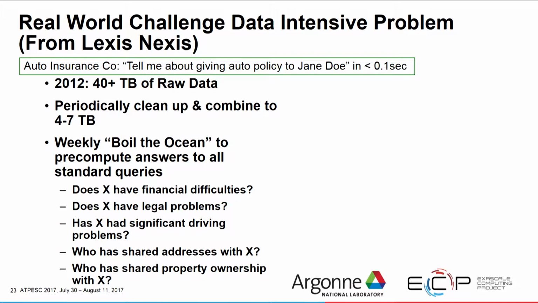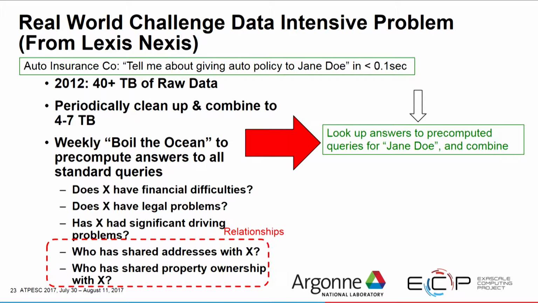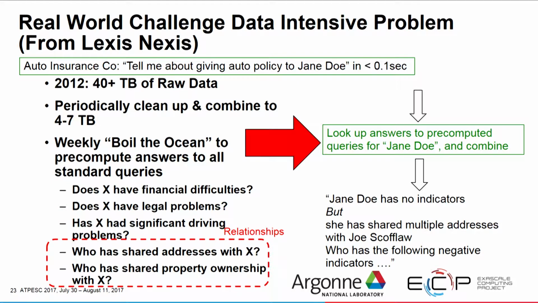do they have financial problems, what are your legal problems, et cetera. And then the really important ones, and this is why Lexis gets their money, is they also have been very good at computing relationships. Like, who has shared an address with X? Who has shared property ownership with X? And there are dozens and dozens of these relationships. And these are the real things that cause Lexis to make money, so that when Jane Doe types in her data and submits it, they look up all the answers for Jane Doe, and they can come back and say, well, Jane Doe doesn't have any problems, but she shared an address 3 times with Joe Scofflaw, and Joe Scofflaw has wrecked a couple of Porsches and had some DUIs, and you may want to take that into account. So that's kind of scary, but that's what makes them money.